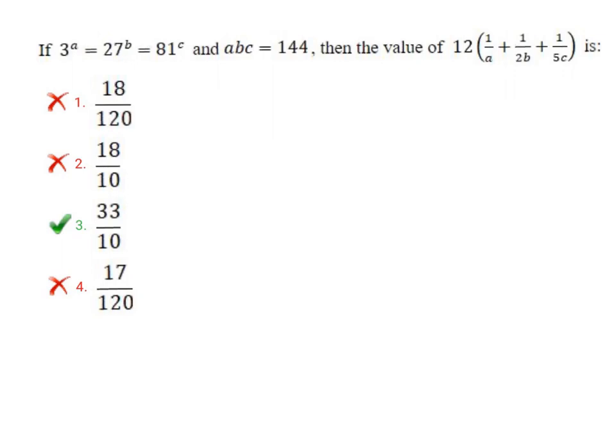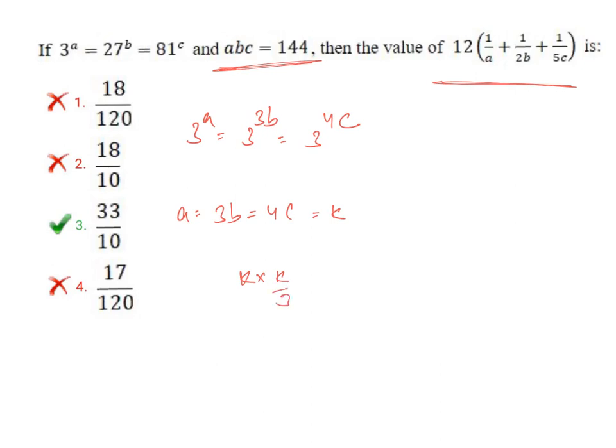Now you have 3 power a, 3 power 3b, 4c. Let ABC be equal to 144, then the value of these things is asked. Now you can say A is equal to 3B is equal to 4C. Let it be K. Then A is equal to K, B is equal to K by 3, C is equal to K by 4, which is equal to 144. K cube is equal to 12 cube, K is equal to 12. If K is 12, A becomes 12, B becomes 4, C becomes 3.